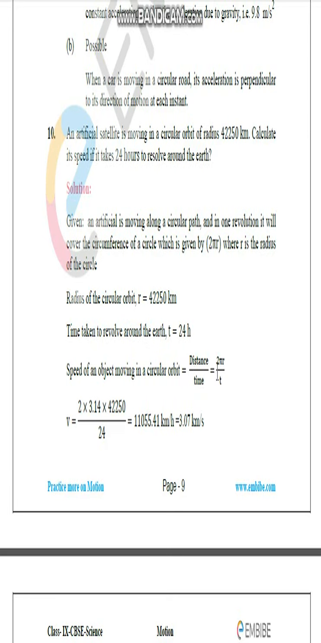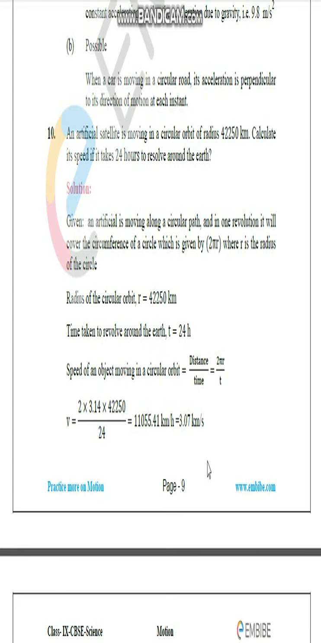Now I'll calculate 2 pi r. Why do I take 2 pi r? Because of the circumference, because it is circular. I put the values: 2, 3.14, 42,250 upon 24. From here I got 3.07 kilometers per second.